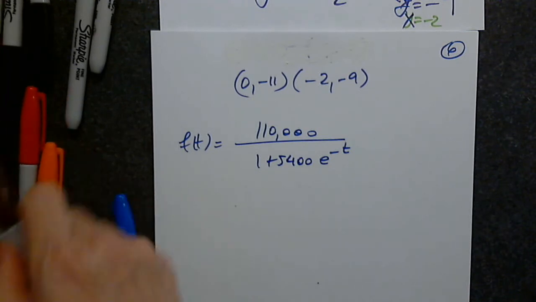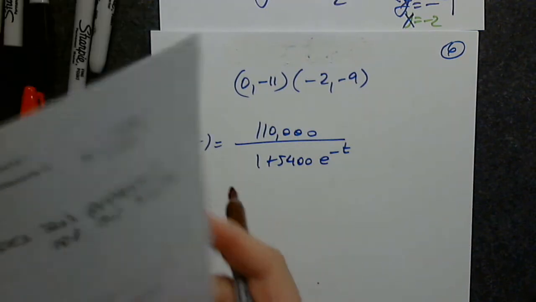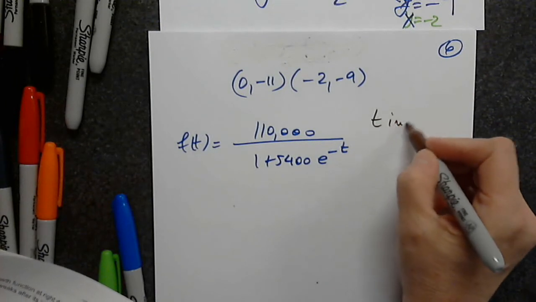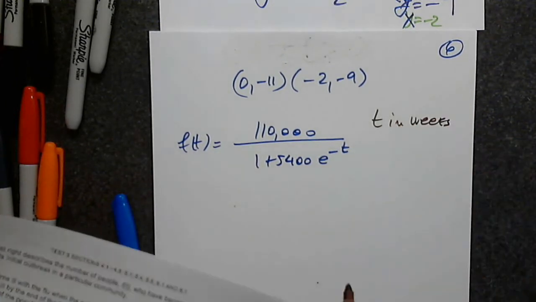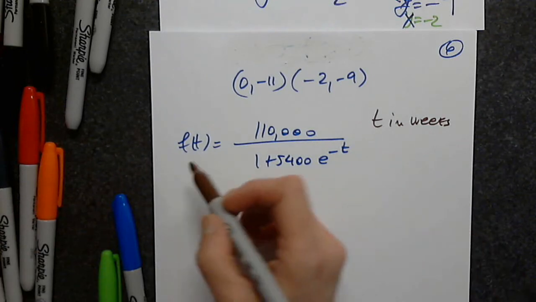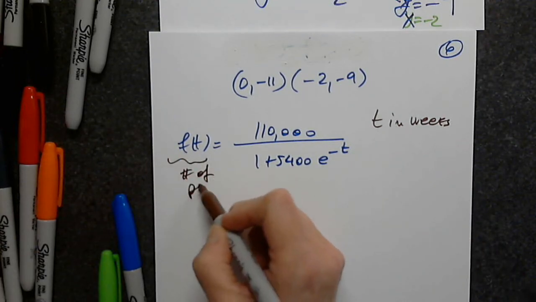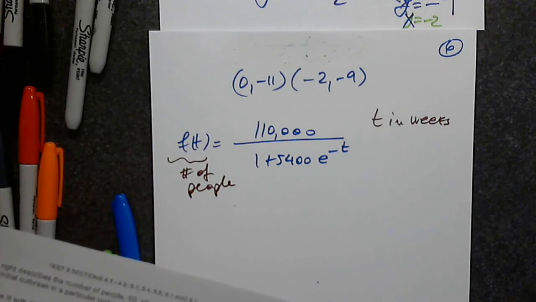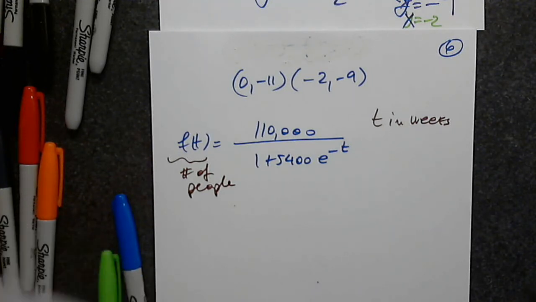Okay? So it says t is in weeks. So obviously it's time. Then it says this is number of people. So the logistic growth function, the one we have, describes the number of people, f of t, who have become ill with the flu t weeks after its initial outbreak in a particular community. How many people became ill with the flu when the epidemic began?